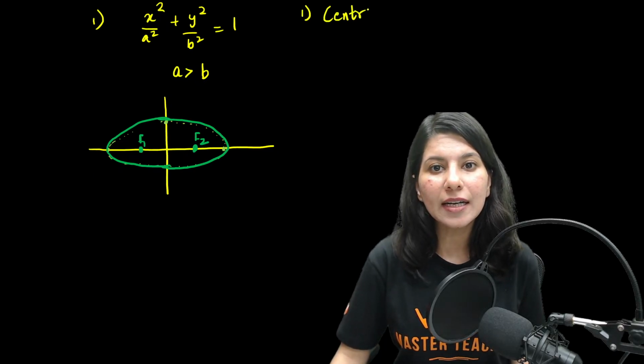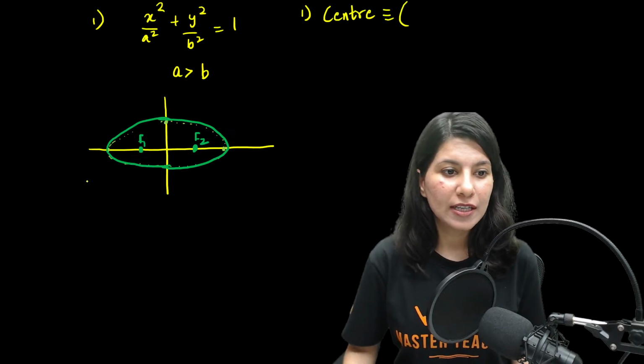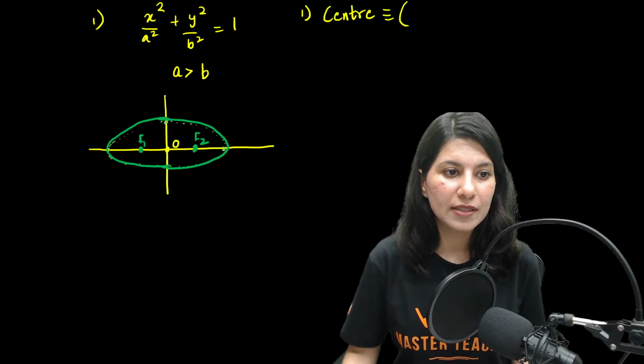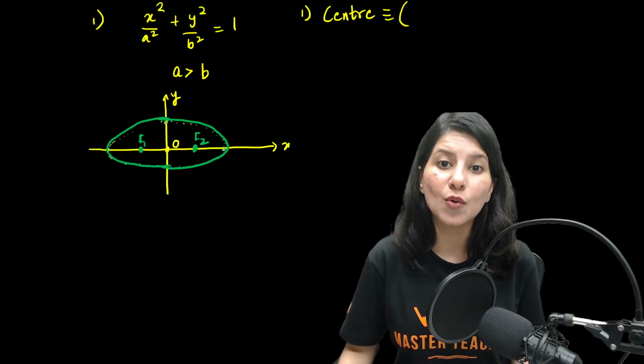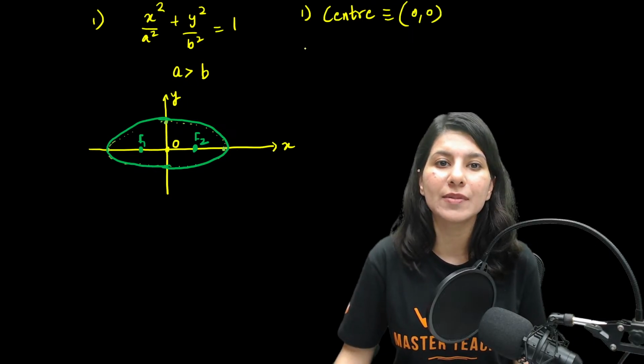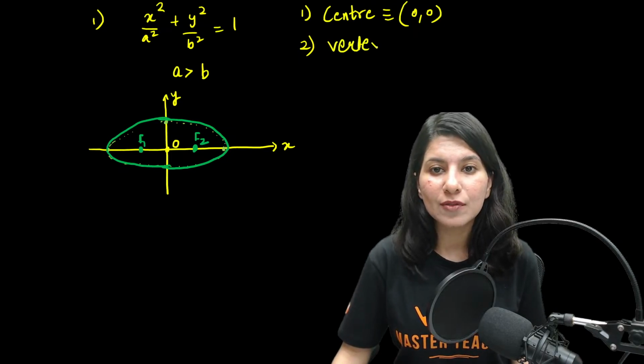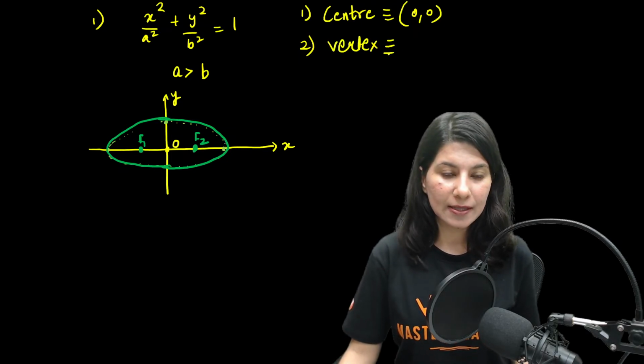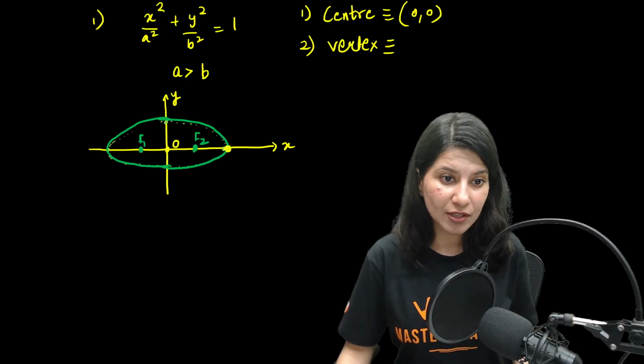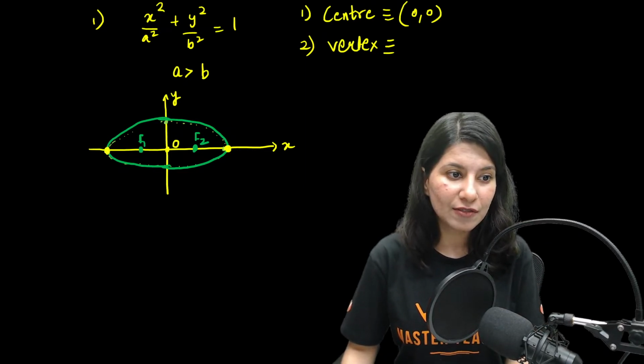Can anybody tell me the center of the ellipse? The center of this ellipse is this O. This is your y-axis, this is the x-axis. The origin will be the center of the ellipse. Second, we will talk about the vertex of the ellipse. So this point is the vertex. This is the vertex of the ellipse.